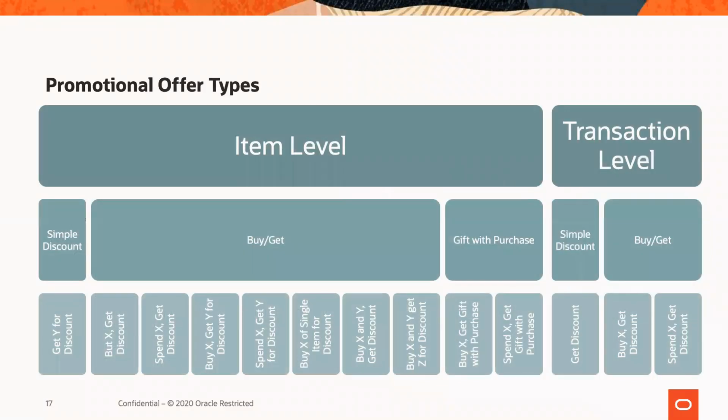And here are the different offer types that are supported within the pricing cloud service. We have two major groups of them, item and transaction level. And then within each group, the next level down are different groupings: simple discount, buy get, or gift with purchase.